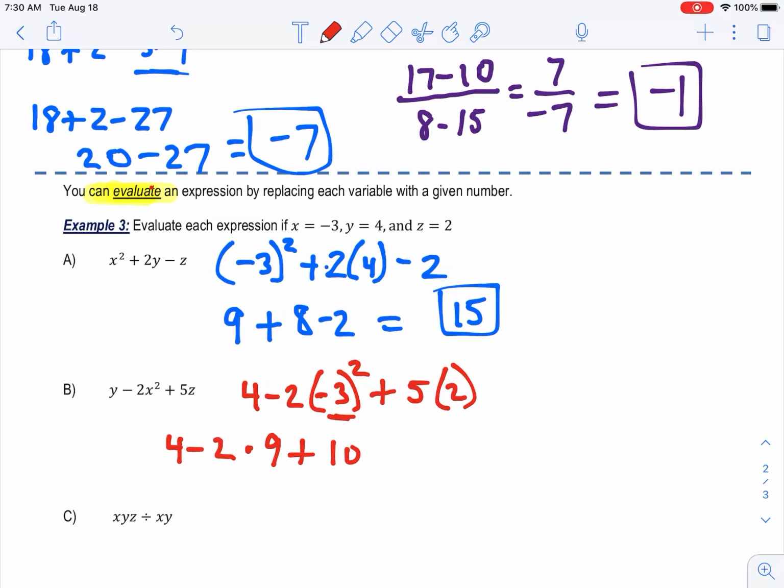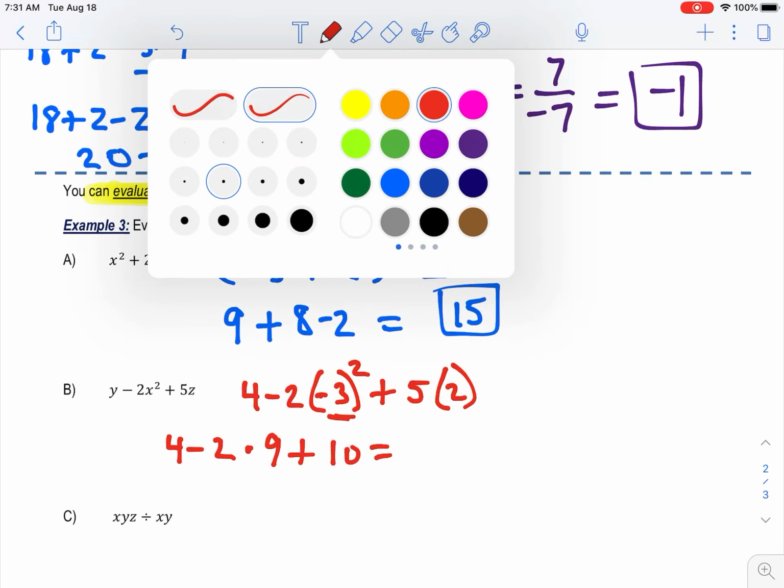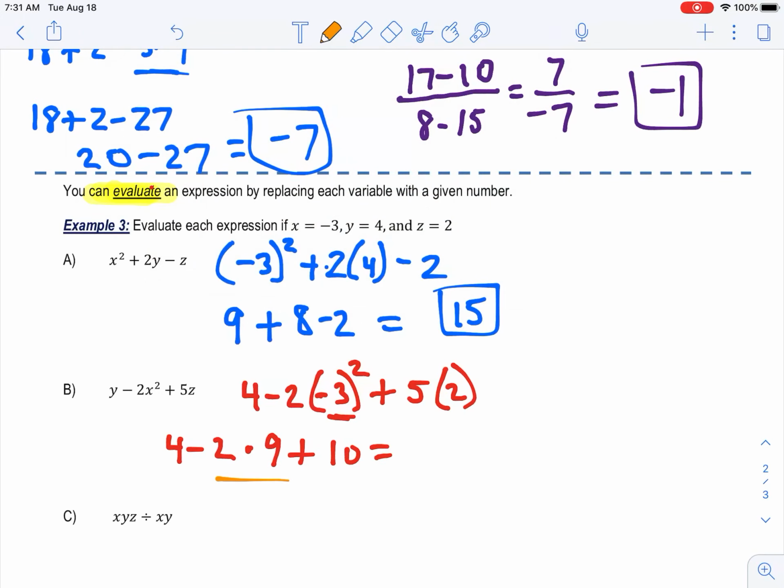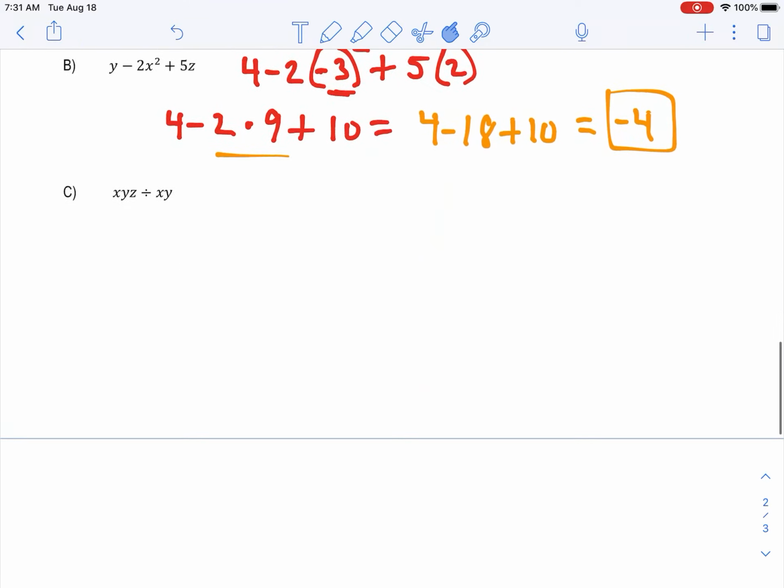So now we've got it all set. We need to clean it up again by rewriting that multiplication part. So we're going to do the 2 times 9. So 4 minus 18 plus 10. 4 minus 18 is negative 14. Negative 14 plus 10 gets us negative 4. All right, let's continue on.